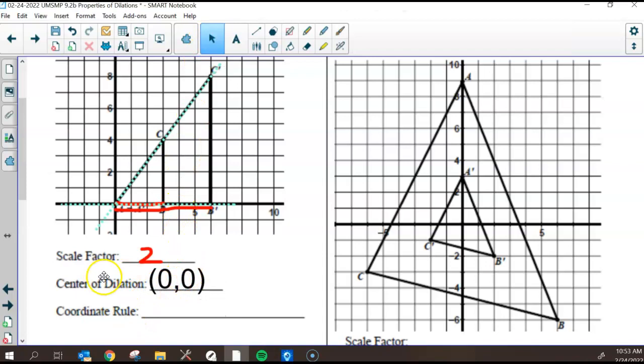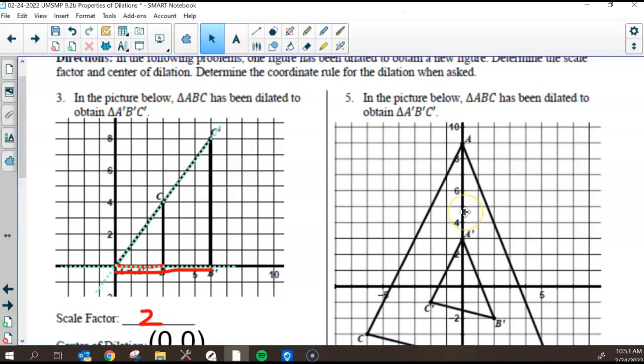We'll probably come back to that coordinate rule another time. I don't know if I'm going to address it. We'll come back to it another time, but not right now. Let's try the next one, and then I'm going to have you guys work on your own.